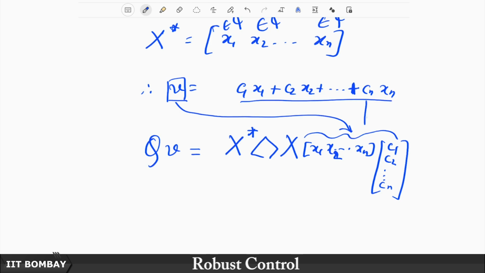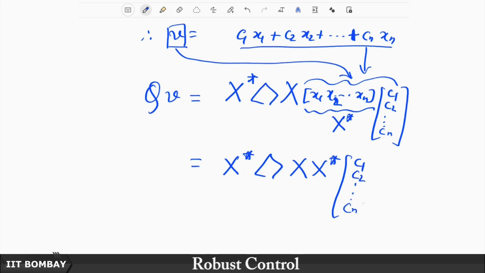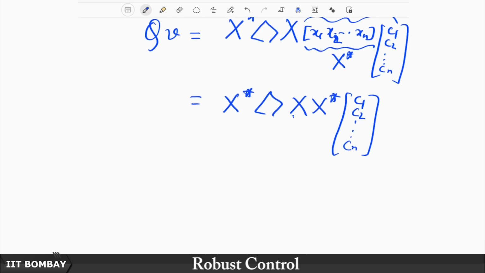This expression is tantamount to this, C1 times x1 plus C2 times x2 plus dot dot dot till Cn times xn, right. But what is this? This is after all nothing but x star, right. So, what we have then is x star lambda x x star times the C1 C2 dot dot dot till Cn. But this we know reduces to identity. So, what we then have is this x star times this lambda 1 lambda 2 dot dot dot till some lambda r, let us say.